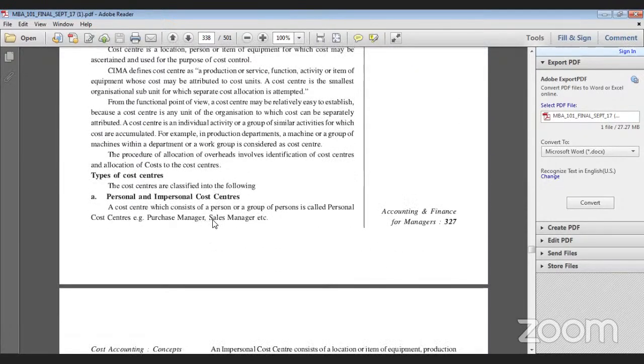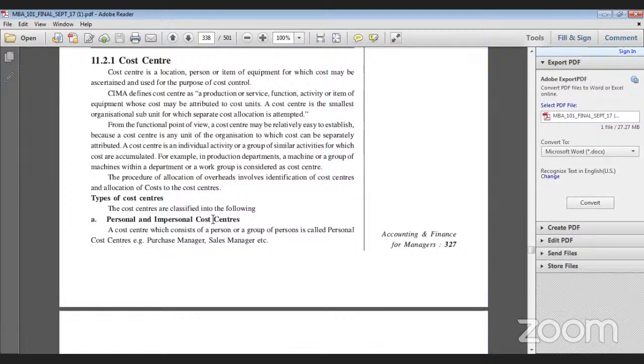Cost center. Basically, a cost center is a location, person, or item of equipment for which the cost may be ascertained and used for the purpose of cost control.